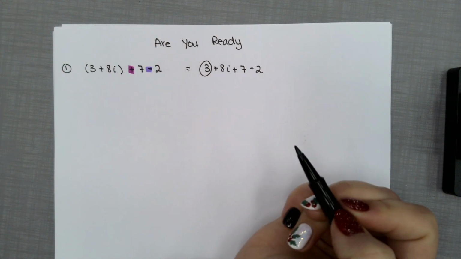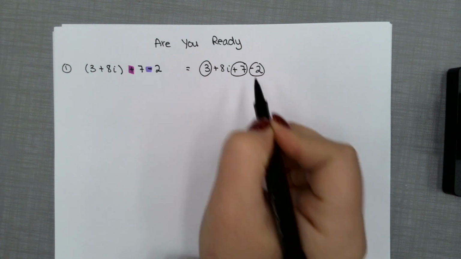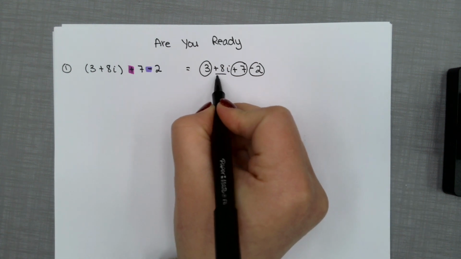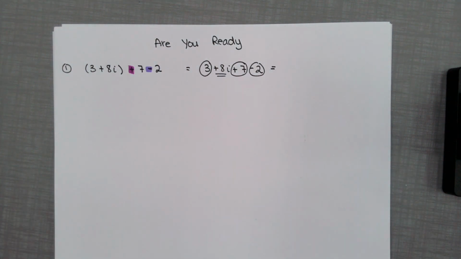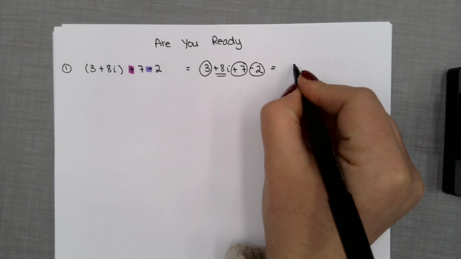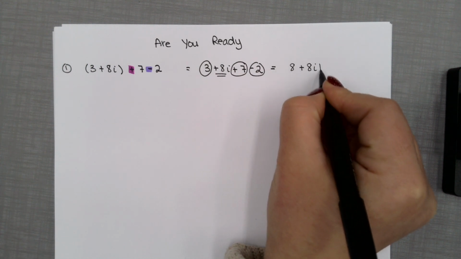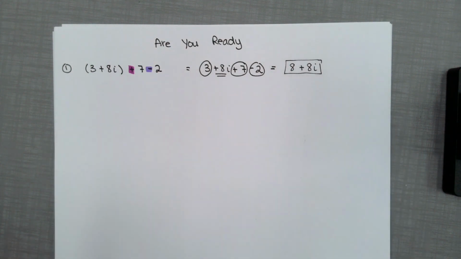3 has no letter. 7 has no letter. 2 has no letter. The only one with the letter is your 8i. Now we do want to write this in the correct format. So I'm going to add 3 and 7, subtract 2. So we get 8. Correct format is we want the real followed by the imaginary. Okay, so the imaginary comes after.